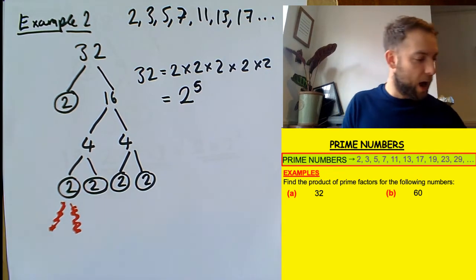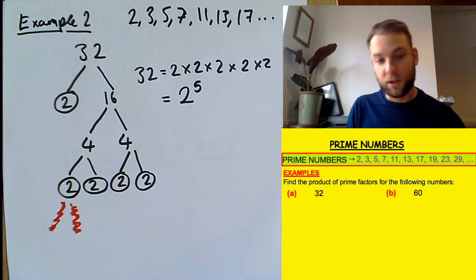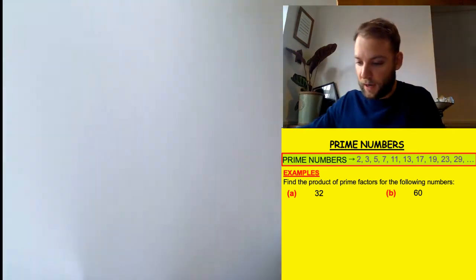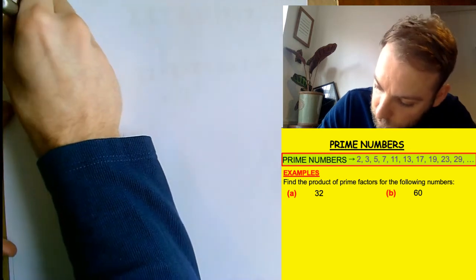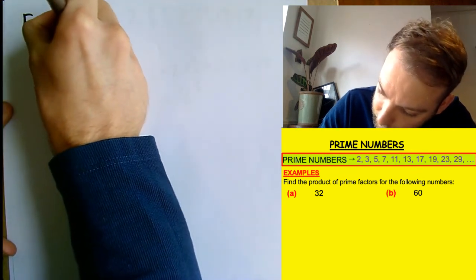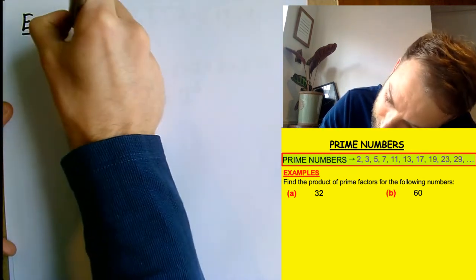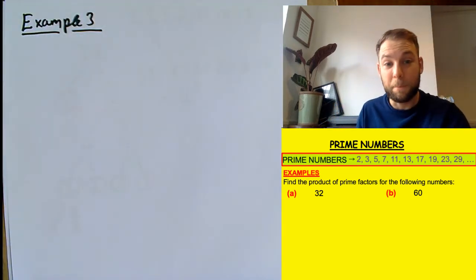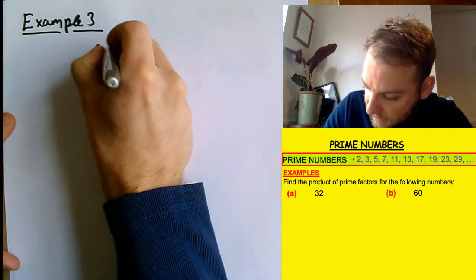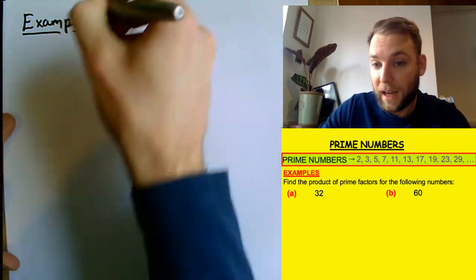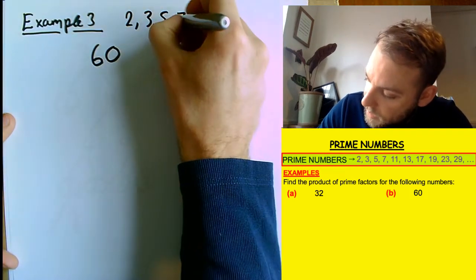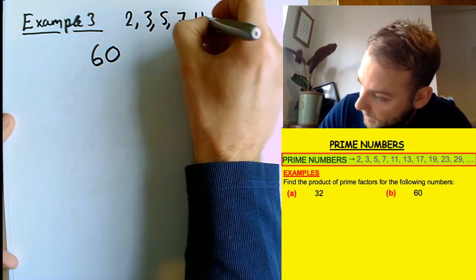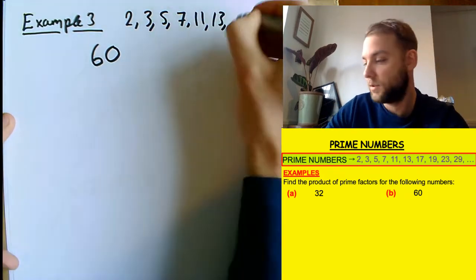So let's have a go at another example here. Let's have a go at example 3. Example 3 is a bigger number now, and this is 60. Let's write down my prime numbers: 2, 3, 5, 7, 11, 13, and so on and so forth.